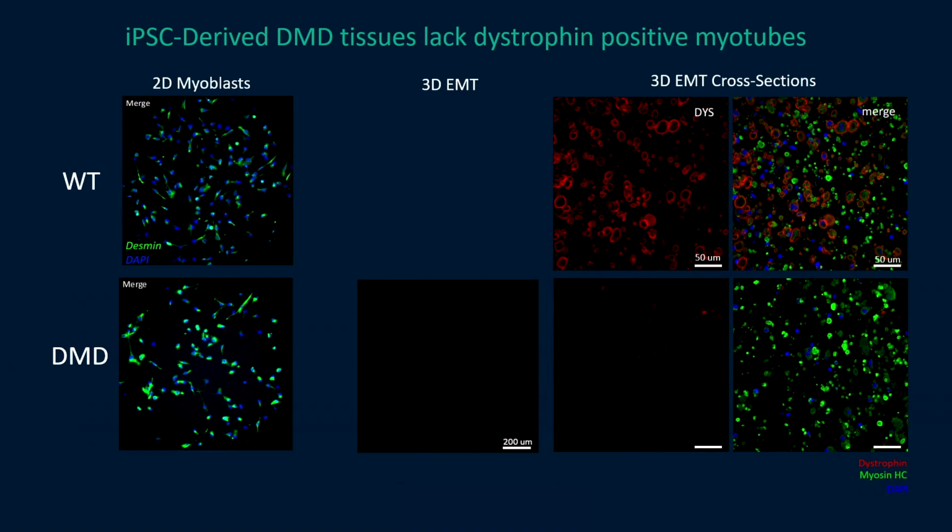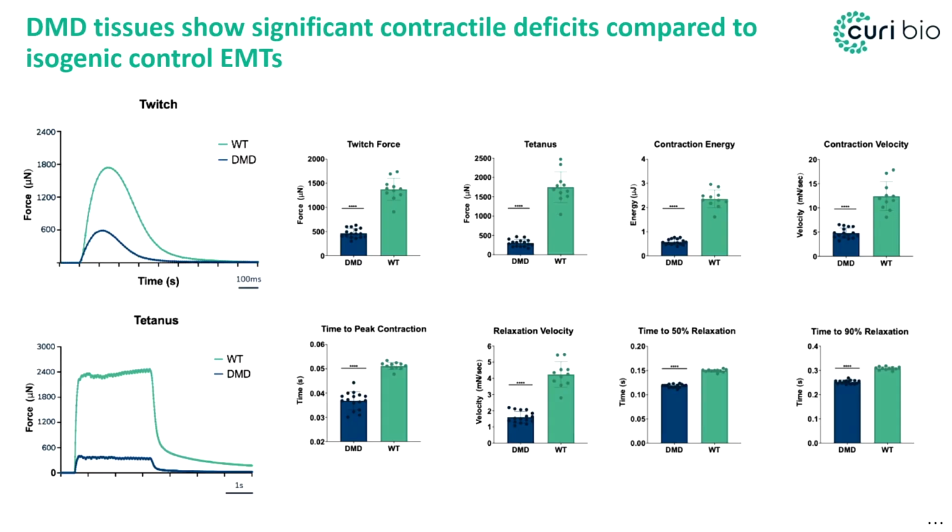When we knock dystrophin out using CRISPR, so we have an isogenic wild type control versus a DMD complete knockout, we see loss of that dystrophin. And then what's really important is the function, right? So now we're seeing individual contraction. We see large forces from the wild type. Those are attenuated in the DMD. And then in the tetanic stimulus, where we're basically pulling out as much force as we can out of these tissues, again, severely inhibited in the DMD tissues.